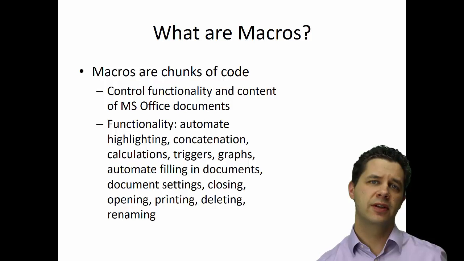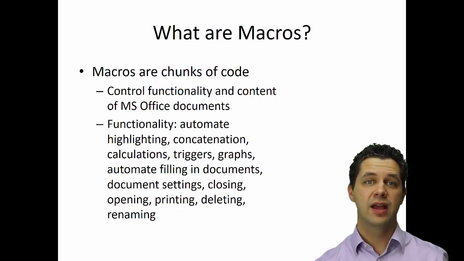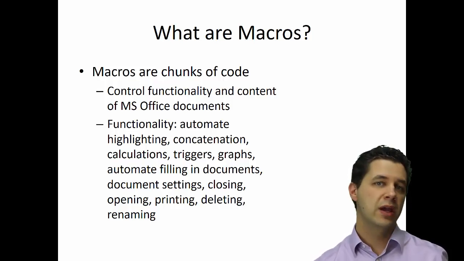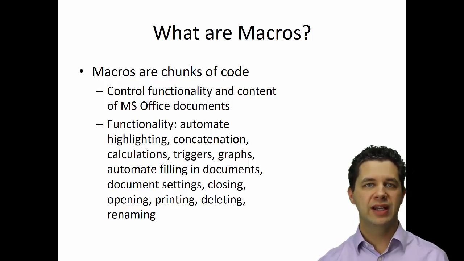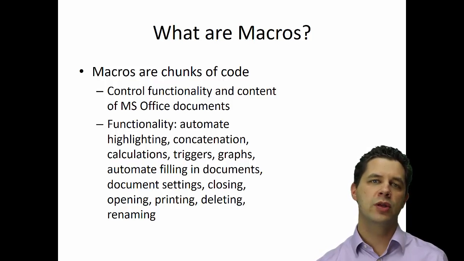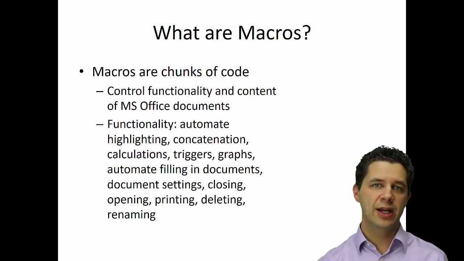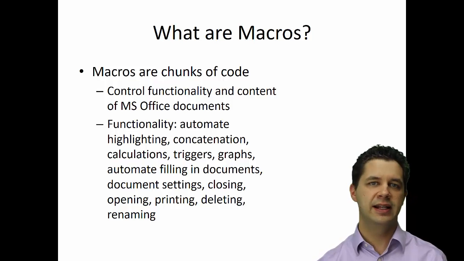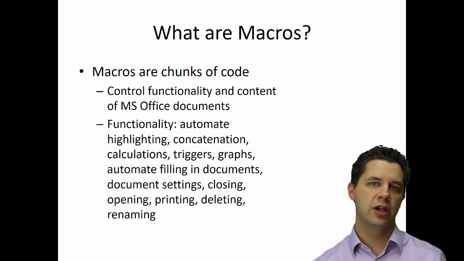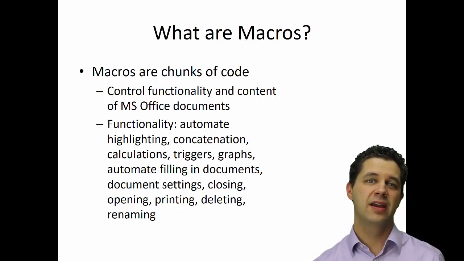Now, they've got a whole lot of different functionality associated with them. We can, for example, automate highlighting and change cells automatically between different colors as we're typing in them. We can concatenate various things from various cells and create a result based on them. We can perform calculations, and set triggers up for when something happens. We can create graphs automatically. We can also automate the filling in and creation of documents, closing, opening, printing, deleting, renaming, and changing all sorts of document settings. So they're very powerful in that way to actually do things, particularly if it's a repetitive thing, do it many times for us.